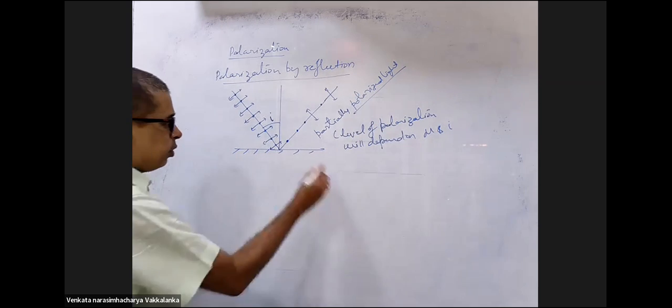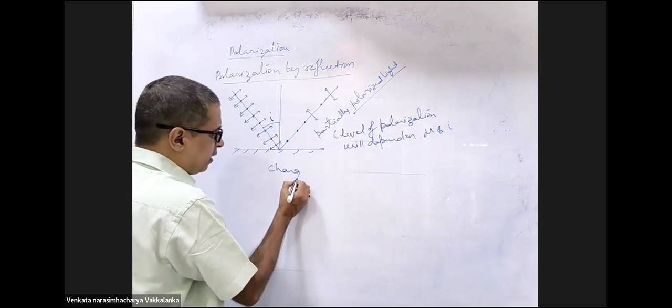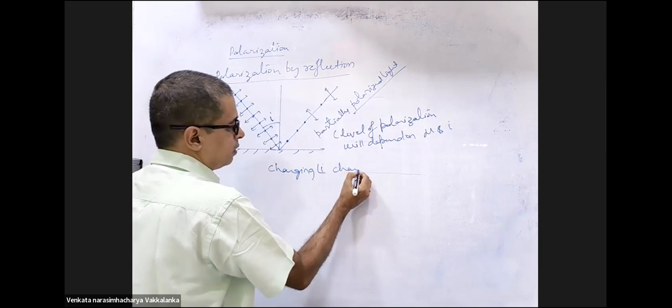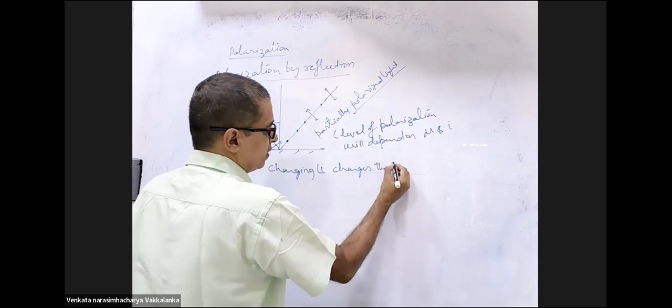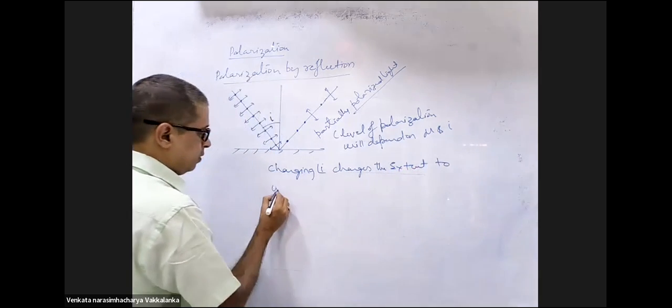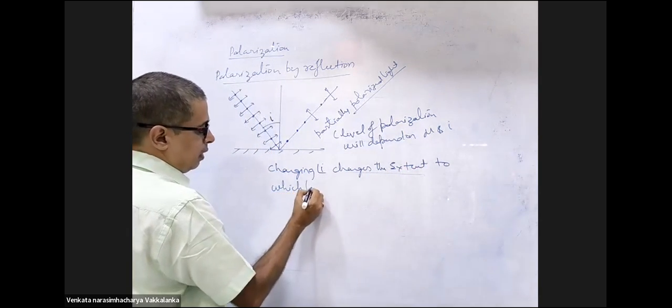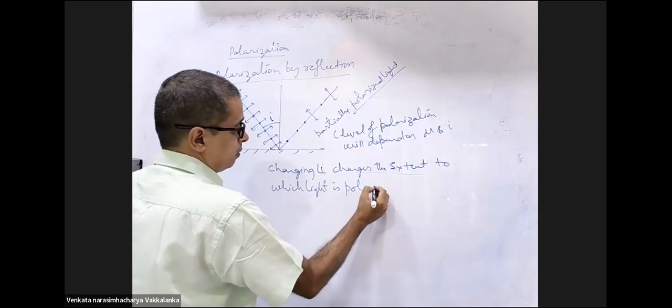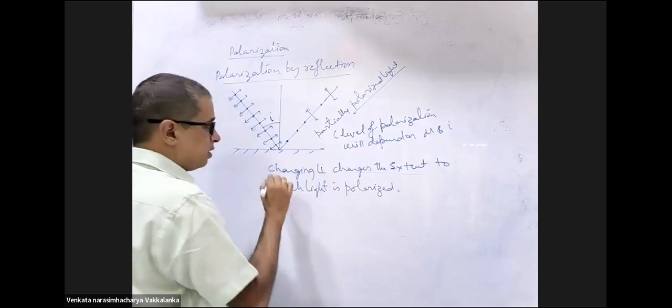Now, are you trying to tell me changing the angle of incidence changes the extent to which light is polarized? Changing the angle of incidence changes the extent to which light is polarized.